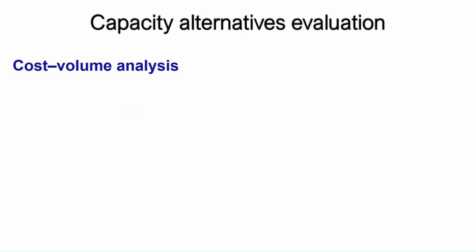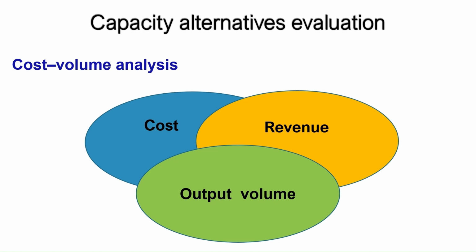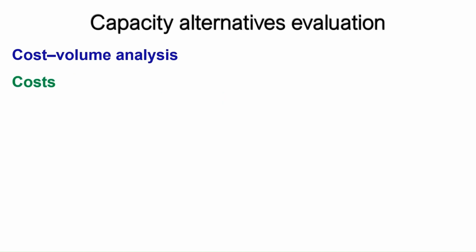Cost-volume analysis focuses on relationships between cost, revenue, and volume of output. The purpose of cost-volume analysis is to estimate the income of an organization under different operating conditions. It is particularly useful as a tool for comparing capacity alternatives. The use of this technique requires the identification of all costs related to the production of a given product.